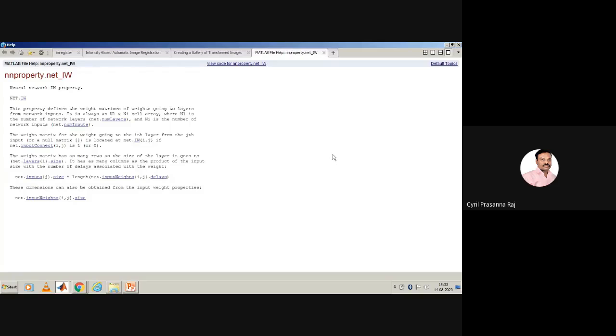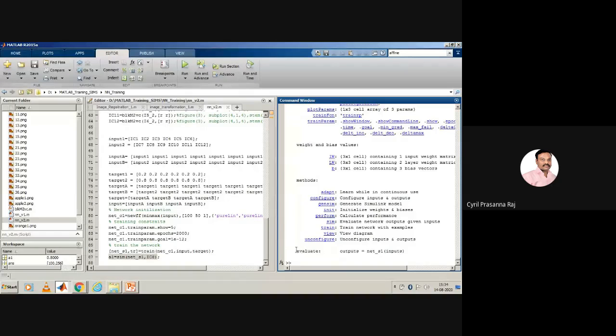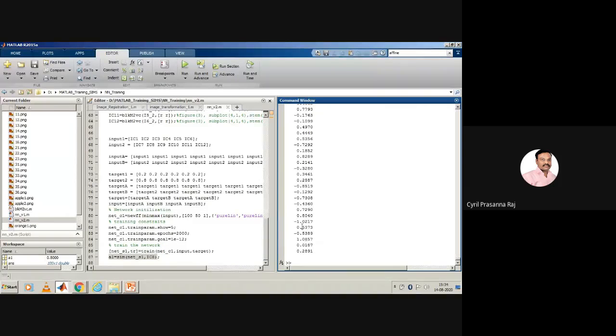You can read this document and see what it explains about your net property. But let us go back to the program. Now to see what biases are available for the first hidden layer, we will use the function net_S1.B{1}. These are all the biases. There are 100 neurons, so you'll have 100 biases. These are all the biases.